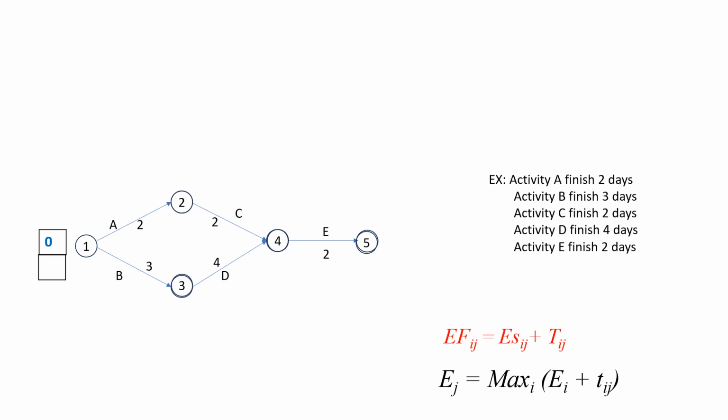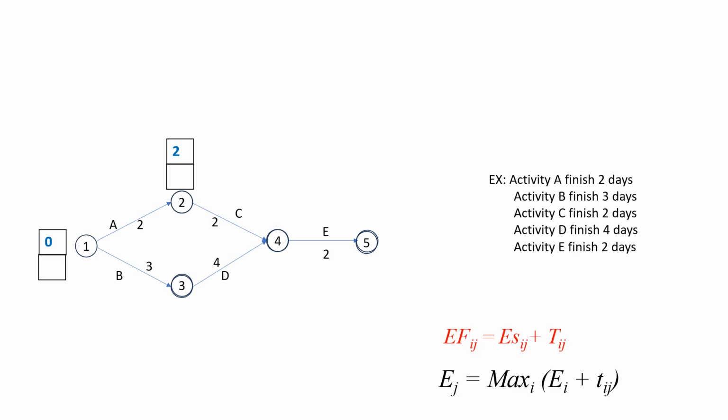Then I start at event 1. It is 0. Next I calculate the finishing time for activity A and activity B at events 2 and 3. For activity A, the starting time is 0 and the ending time is the starting time plus activity time, that is 0 plus 2. Next we see the finishing time of activity B, where the starting time is 0 and the activity time is 3.